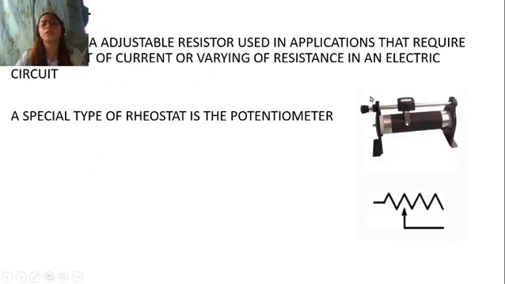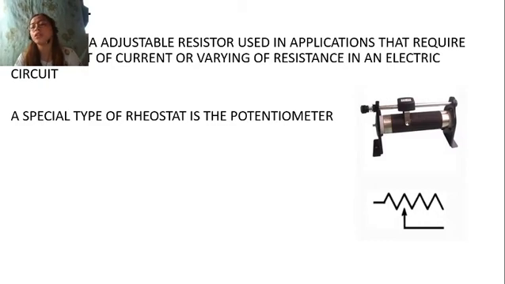Rheostat. Rheostat is an adjustable resistor used in application that require adjustment of current or varying of resistance in an electric circuit. Special type of rheostat is the potentiometer. So, potentiometer natin. Usually, makita na natin for us sa laboratory. This is usually used potentiometer.